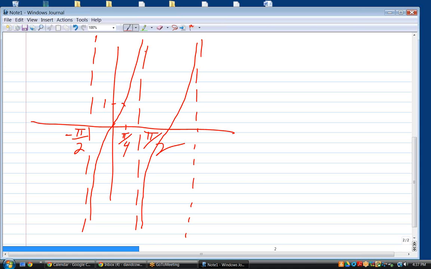Undefined. Or infinity. Positive infinity. In other words, as you approach pi over 2, this thing goes to infinity. So those are the key points for tangent. You don't generally ask about the tangent of pi, although the tangent of pi is 0, because it's right there.